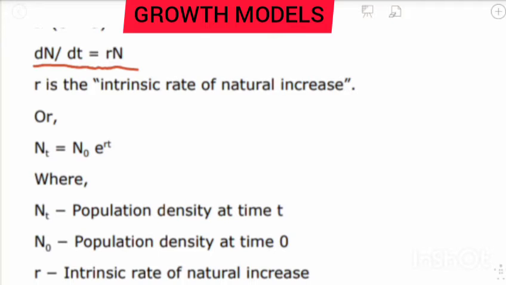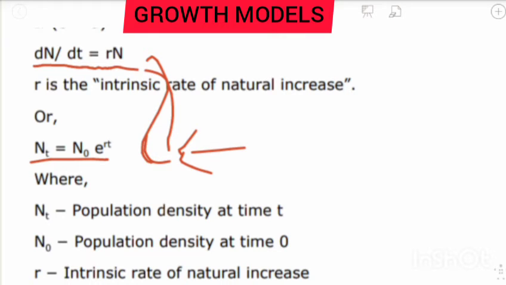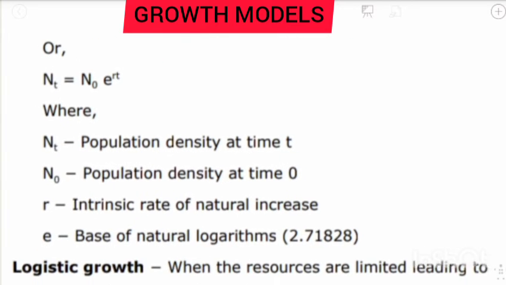We can write dN/dt equals rN in a mathematical way, that is, by integration. If you are a math student, you can understand it quickly. If you are not, it's not a worry. Just remember this one. It gives N_t equals N_0 e^(rt). Remember this equation as it is very important from the examination point of view. There is no need to calculate everything. Just these two important equations must be written.